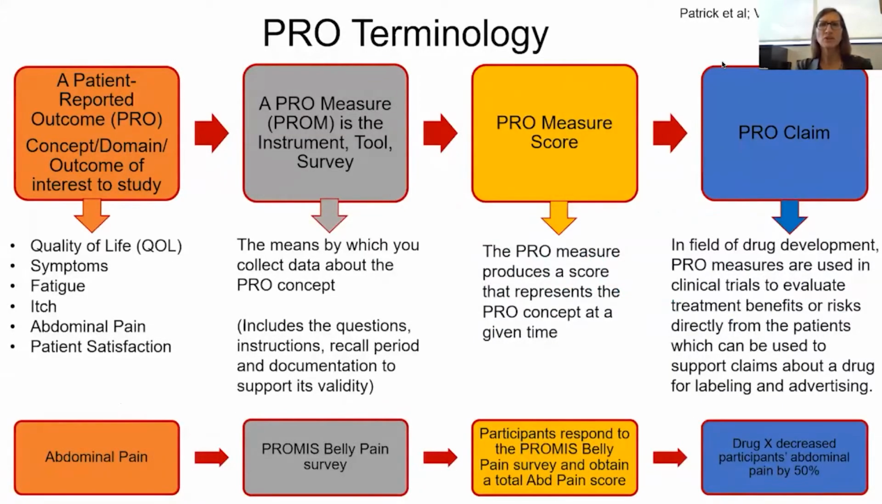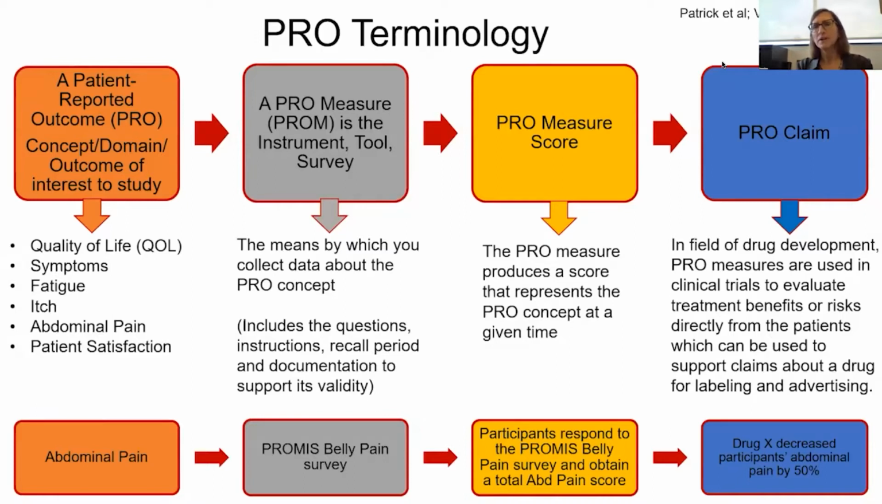A little bit more about PRO terminology to help the audience. Think about a patient-reported outcome as the concept, the domain, or the outcome of interest for a study. I've listed several here that would be relevant to PSC. And then think about the PRO measure, and this can be used interchangeably with instrument, tool, or survey. This is the means by which we're going to collect data about the PRO concept. It doesn't just include the questions on the survey, but it also includes the instructions, the recall period, and documentation to support the measure's validity. And then the PRO measure is taken by participants and it produces a score. And that score represents the PRO concept at a given point in time.